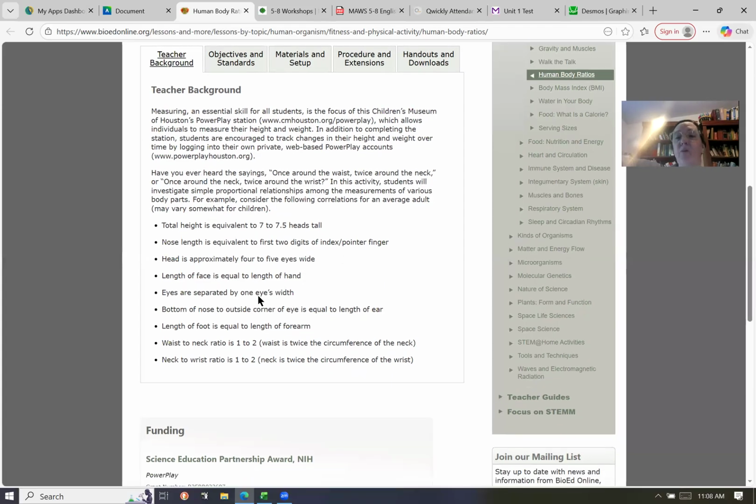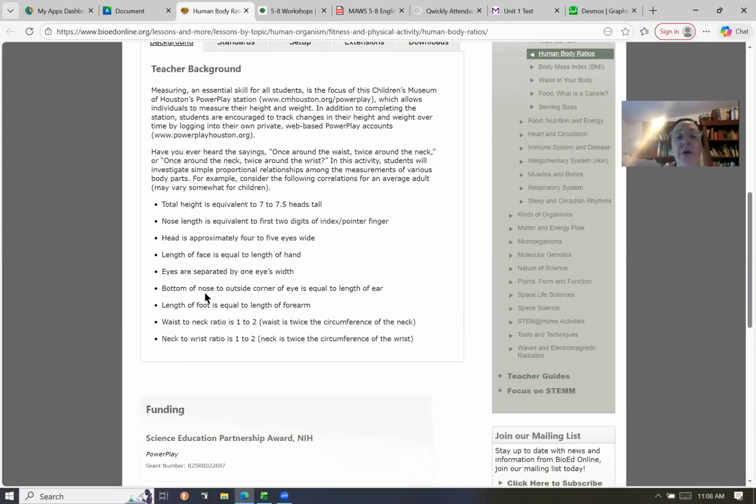Eyes are separated by 1 eye's width. The bottom of the nose to the outside corner of the eye is about the length of your ear. The length of a foot is equal to the length of your forearm.